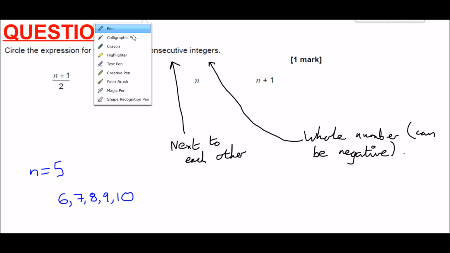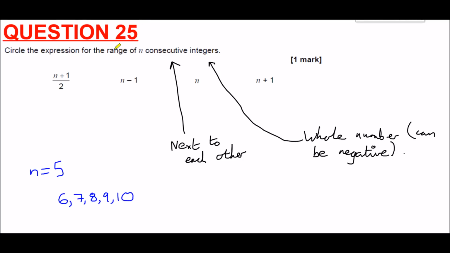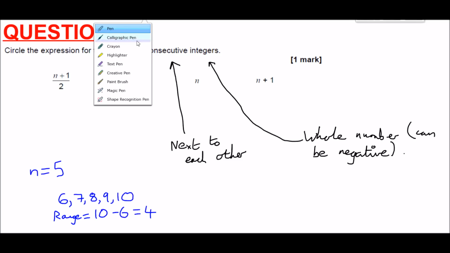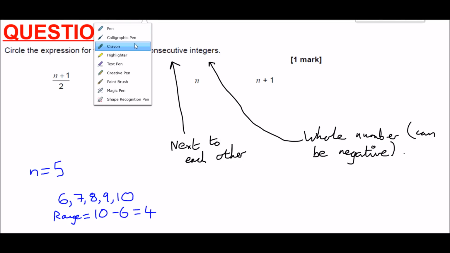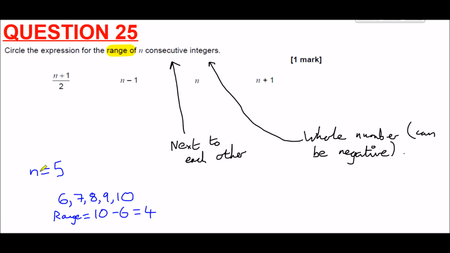Now the range is always the biggest number take away the smallest. So in this case, the range will be 10 take away 6, which is 4. So when n is 5, the range is 4.